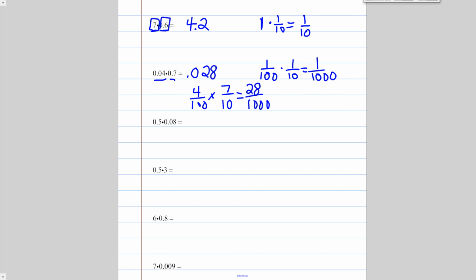So let's take a look at 5 tenths times 8 hundredths. Well, 5 times 8 is 40. Again, I'm doing tenths times hundredths, which is thousandths. So I need to add in a 0, just like the problem before. Now we have that insignificant 0 again. So my final answer is 4 hundredths.